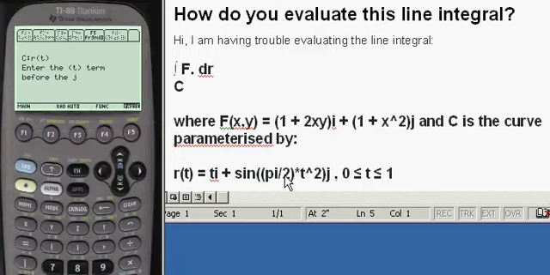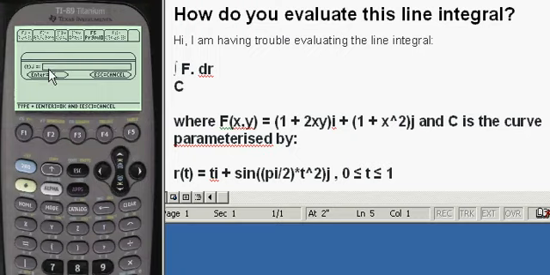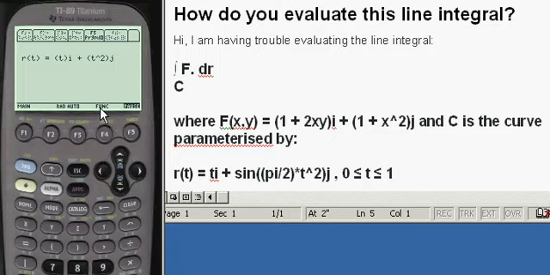Now this is a tricky problem because sine of pi over 2 is really 1. So you can put that in here. You can enter sine of pi over 2 times t squared, just like it says here, but the calculator will assume that sine of pi over 2 is really 1, so it's 1 times t squared. So if you enter that, it's just going to come up with t squared anyway. Okay, so here's the I and the J that they've entered here.